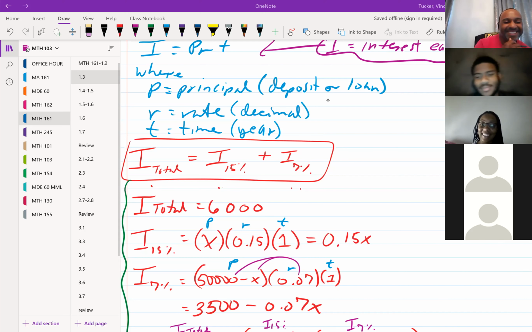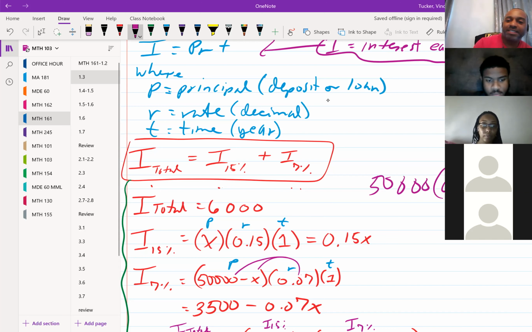I'm kind of lost. Where did the 3,500 come from? 50,000 times the 0.07. Okay. Yeah, because we had to distribute that into the parentheses. So that's why it's 0.07 in front of the X. It was also 0.07 times that 50,000, which turns into 3,500. Okay.